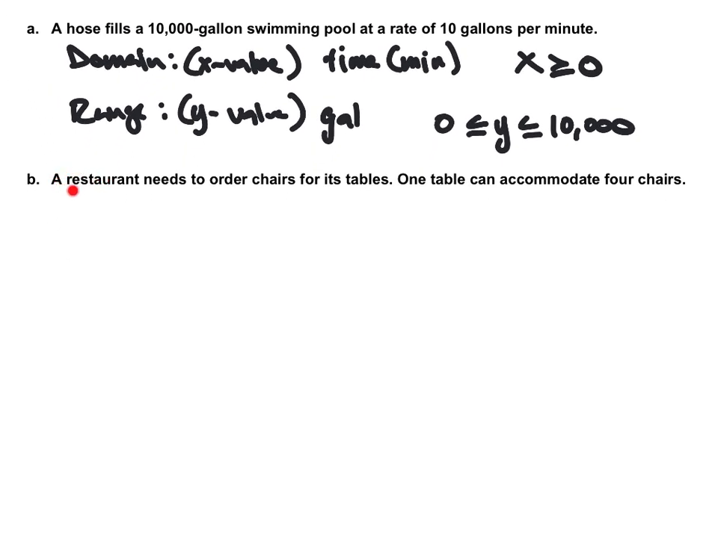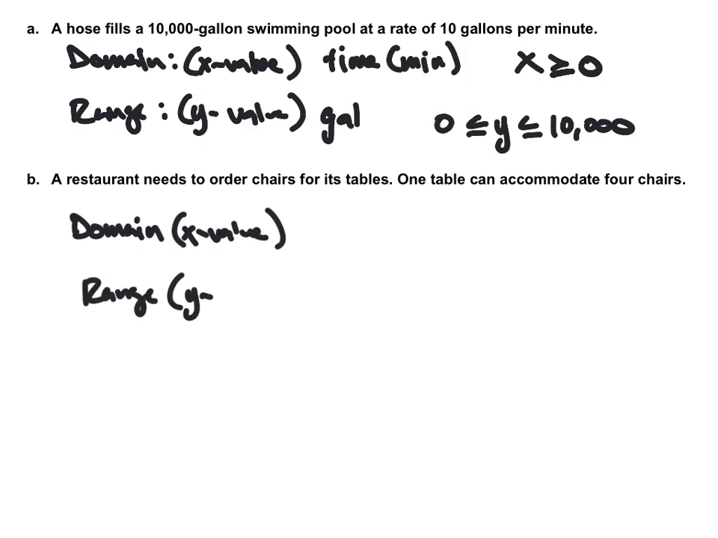Part B says a restaurant needs to order chairs for its tables. One table can accommodate 4 chairs. So let's take a look at our domain, which is our X value, and then the range, which is our Y value. Okay, so first thing I want to figure out is, what is our domain? Okay. And what depends on what, all right?